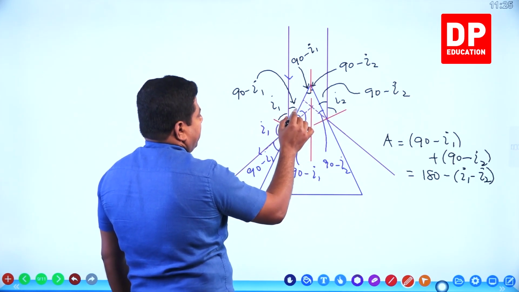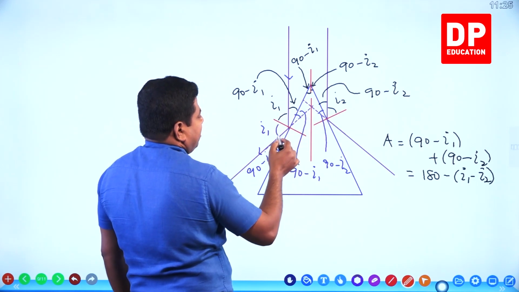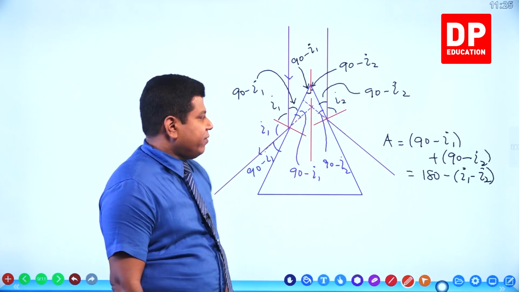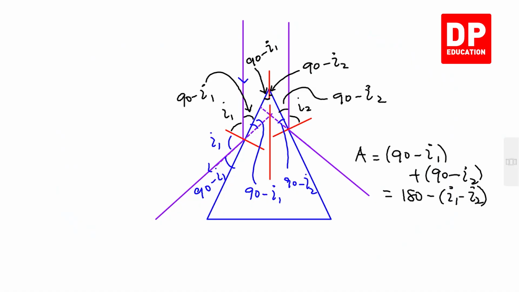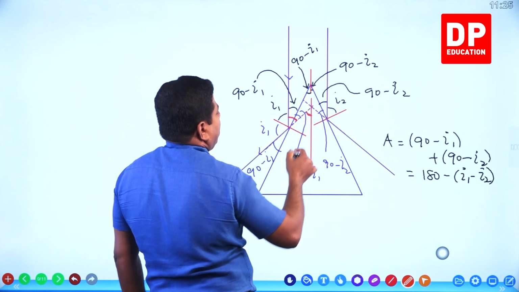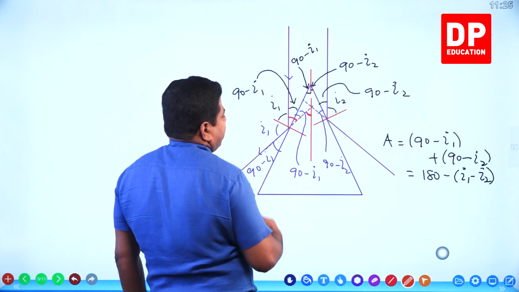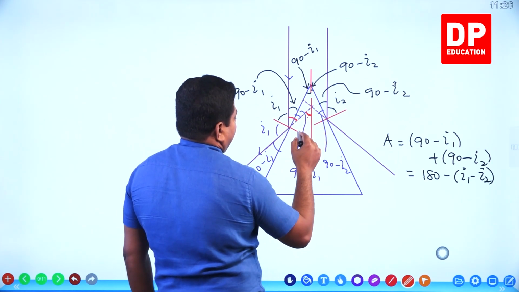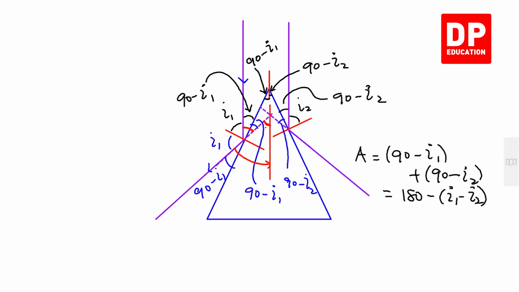Now look at this. This is 90 minus I1. This is also 90 minus I1. So the angle between these two purple lines has to be twice 90 minus I1. And that has to be the angle here, this one. Why? Look at the angles I am marking in red color. These two angles must be the same because there are two parallel lines and one line that intersects. This angle is twice 90 minus I1, so this angle also has to be twice 90 minus I1. In a similar process, you can say this angle is twice 90 minus I2.